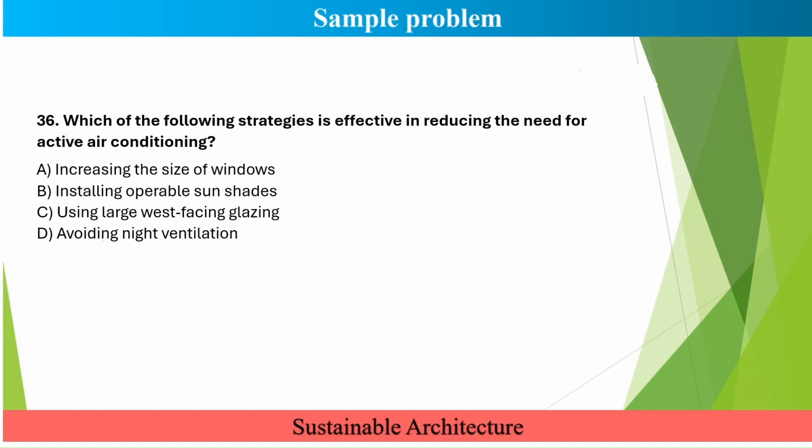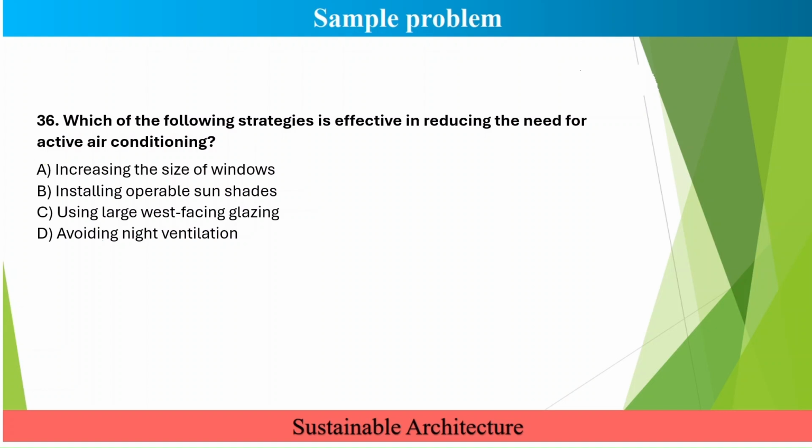Increasing the size of windows. B. Installing operable sunshades. Okay, what about the others? I think it's installing operable sunshades. So option D is the right answer. That is installing the operable sunshades or window overhangs.